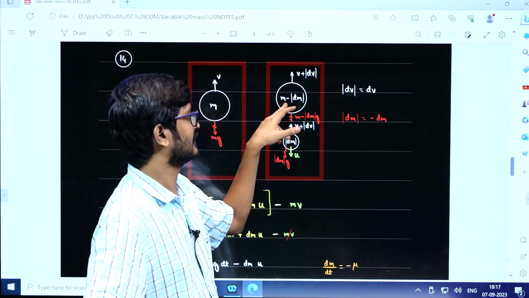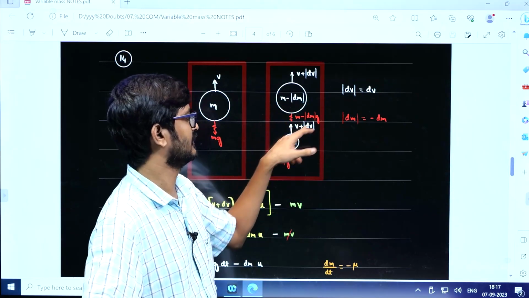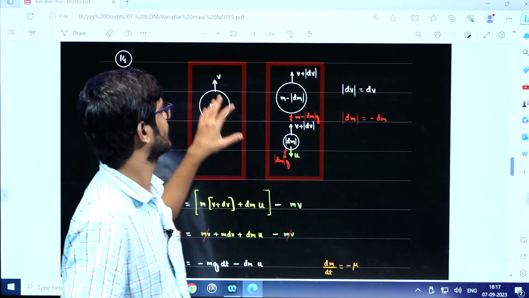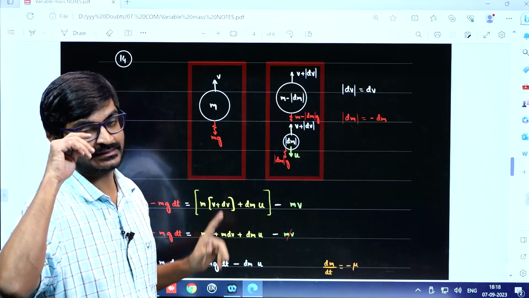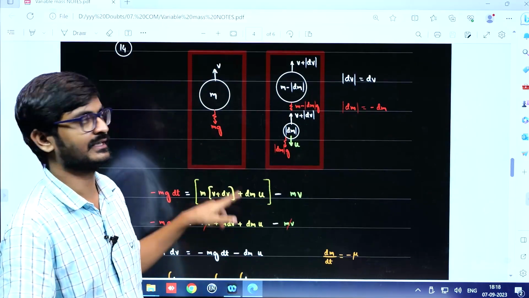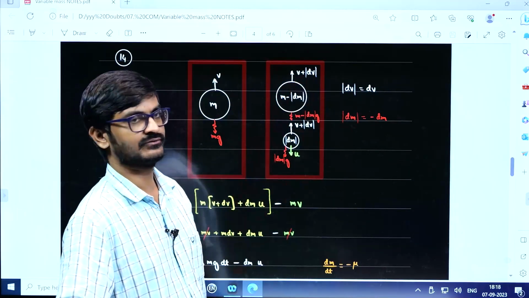This part's weight will be m minus mod dm into g, and the exhaust's weight will be mod dm into g. The total weight will be the same as the original weight. So basically, if I take this as my system, there is an external force, that is mg, acting in the downward direction. Now let me talk about this modulus first.